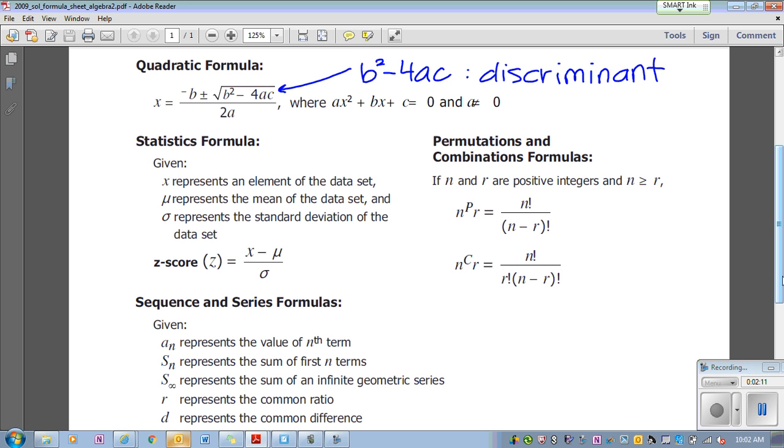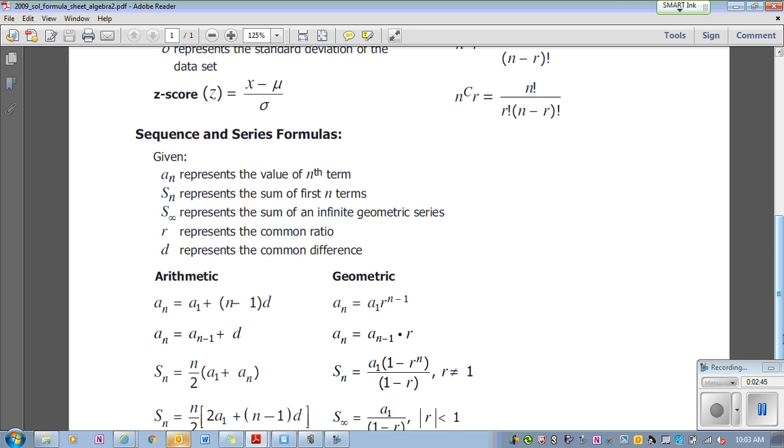Below that, you have some statistics formulas. The rest of it is all stats formulas. You have a z-score formula, which we'll get to later. You have permutations and combinations formulas, which probably won't even need to use that. I'll show you a good way. And then what we're going to look at is the sequence and series formulas way down here at the bottom.